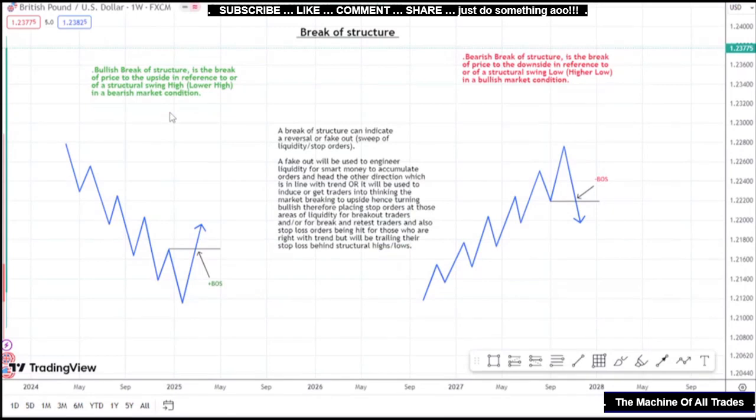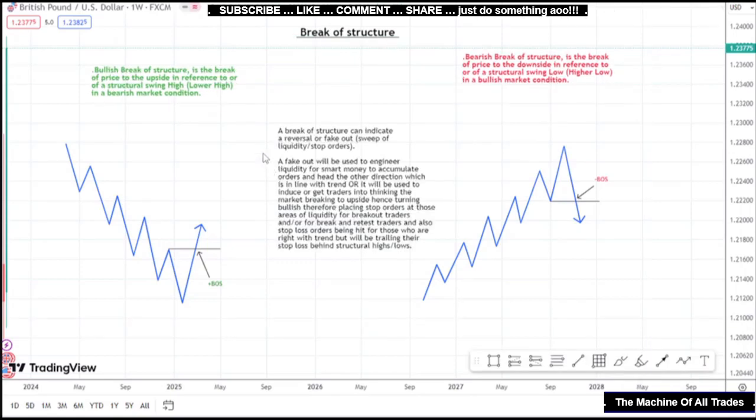A break of structure can indicate a reversal or a fake out, just like I said. A fake out is a sweep of liquidity or a sweep of stop orders. A fake out will be used to engineer liquidity for smart money to accumulate orders and head the other direction, which is in line with the trend, or it will be used to induce traders into thinking the market breaking to the upside signifies it is turning bullish.